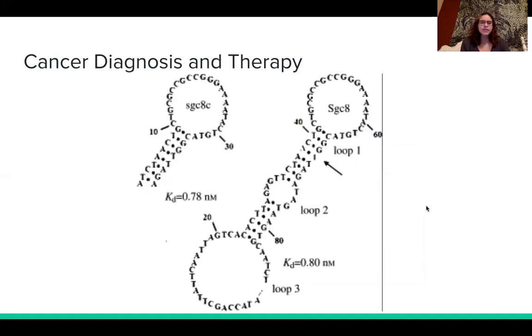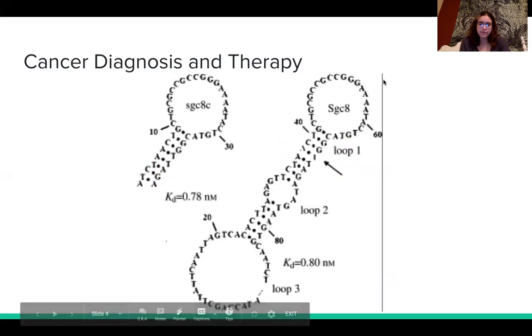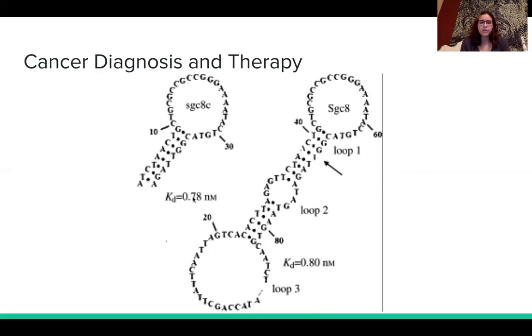As I mentioned earlier, these aptamers can be chemically modified, and that makes them very good candidates for cancer diagnosis and therapy. As you can see here, this is an original aptamer, and this is the truncated version of it, and the binding affinity actually went up for the truncated version. So maybe you can bind it to unknown biological markers and to other drugs.